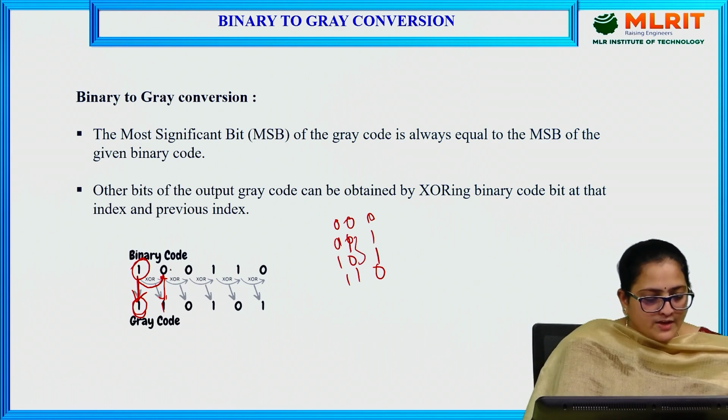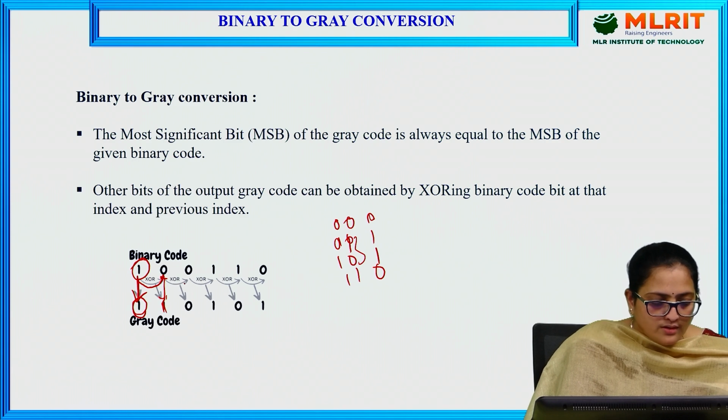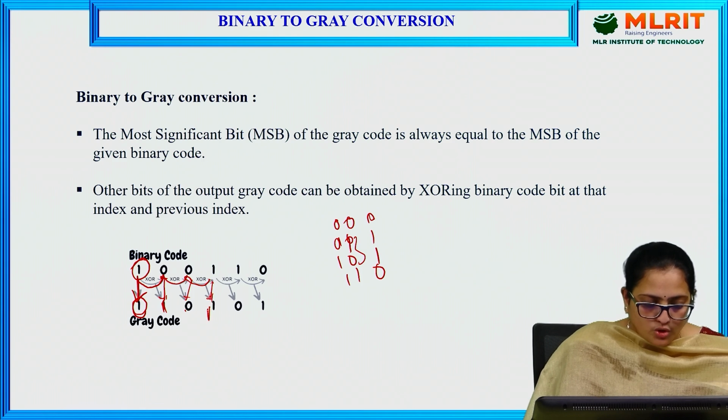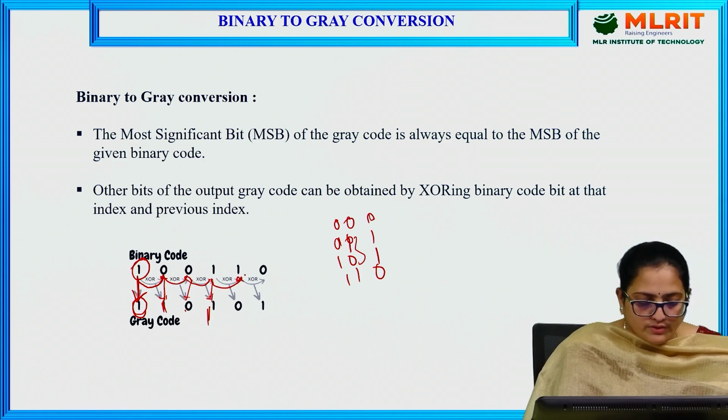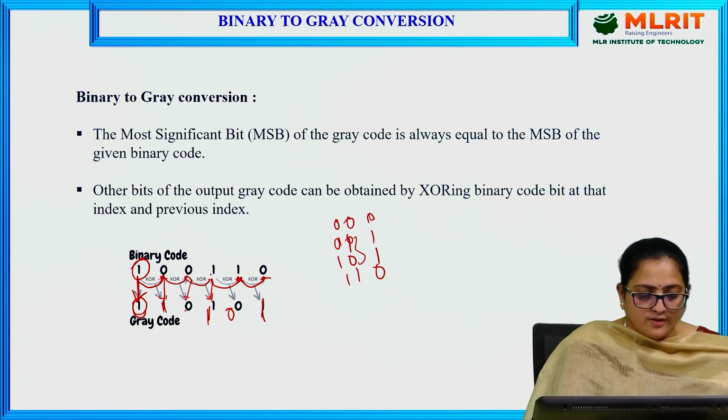So, 1 XOR with 0 produces a 1. Again, 0 XOR with 0 produces output of 0. 0 XOR with 1 produces an output 1. 1 XOR with 1 produces output of 0. 1 XOR with 0 produces output of 1. This is how binary code can be converted into gray code.